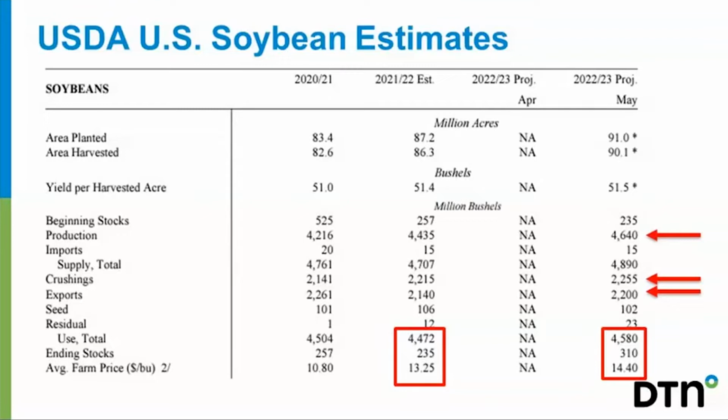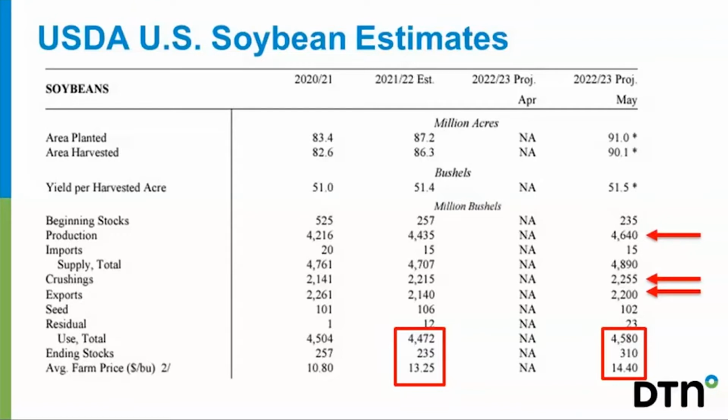The new crop total USDA is starting with is 4.64 billion bushels. If true, that will be a record soybean crop this year and up 205 million bushels from last year's soybean crop. There were two slight demand adjustments in the new crop season totals. USDA is looking for a 40 million bushel increase in the crush demand up to 2.255 billion bushels, and they're looking for slightly more exports up to 2.2 billion bushels.